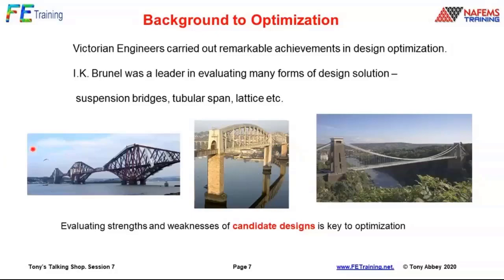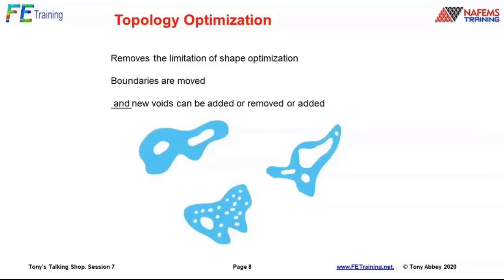We're looking at a range of different candidate structures or generated designs. So topology optimization, just to be very clear, removes the limitation of shape optimization. Shape optimization would be this thing here with one boundary and two holes, and you can push and pull that around. You can morph it. Topology optimization says you can do what you like with it. There's only one outer boundary, but as many inner boundaries of voids as you want in there. So that's the new approach being brought in.